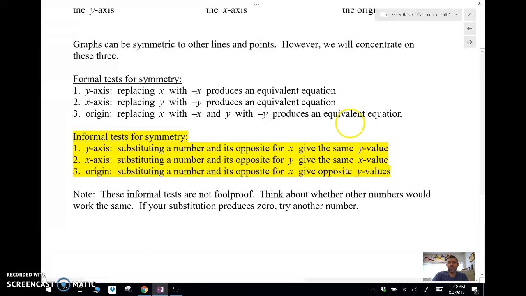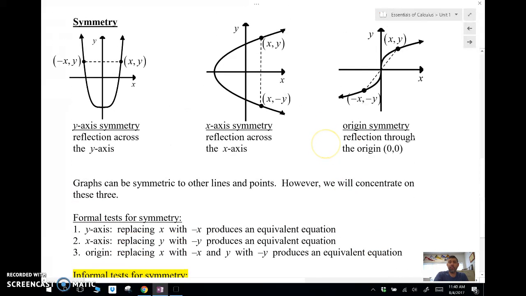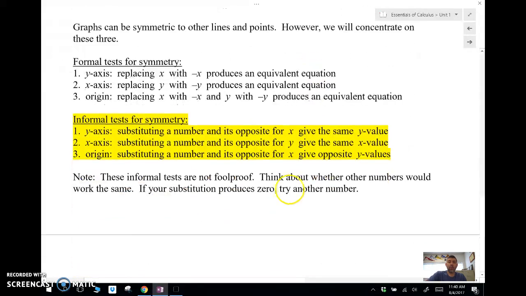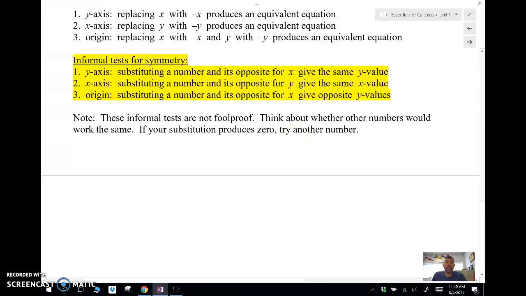Again, we can see that from the corresponding points in each of these symmetries, right? So informally, we can just put numbers in. If I just want a quick, informal way, instead of x, I'm going to put the opposite of x. So if I had 1, I'm going to put negative 1 and see if I get the same y value output. Then I would know it's y-axis symmetry.